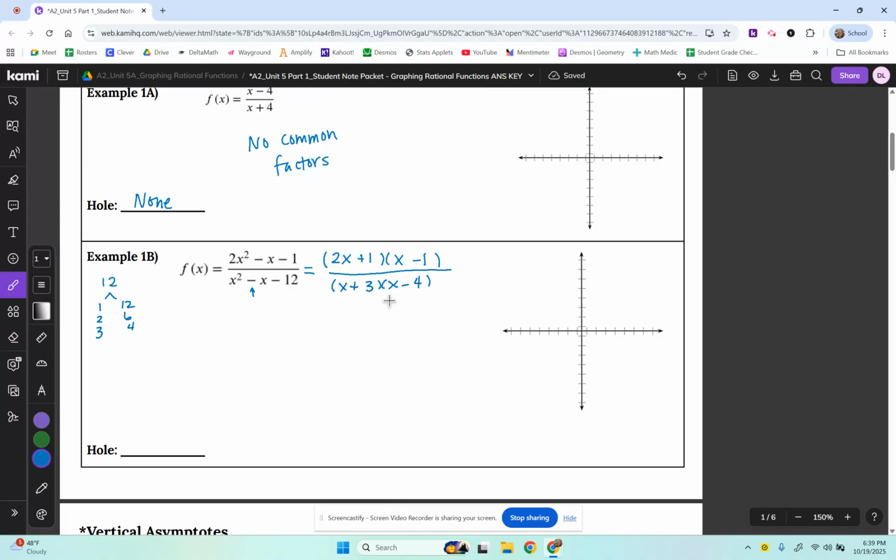And then again, we're looking for the place where we have the factor in both the numerator and the denominator. And again, we have no common factors.